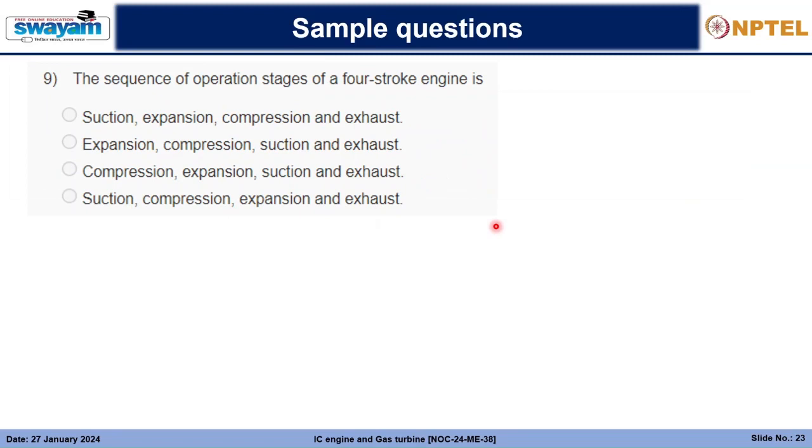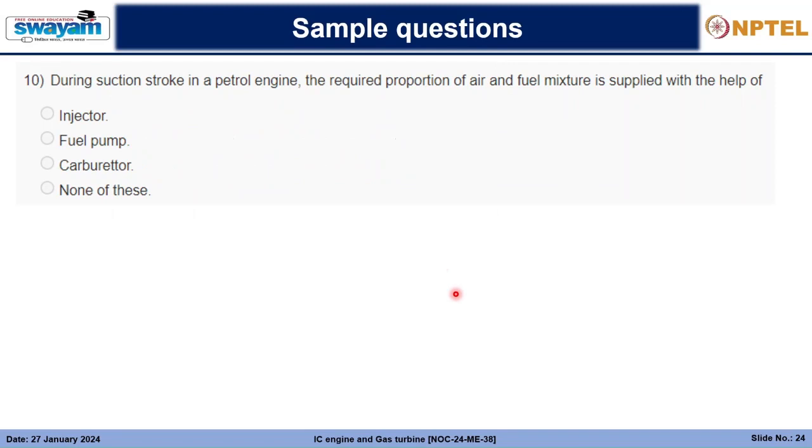Then the sequence of operation stages of a four-stroke engine. This is quite easy. We have already seen that the first is the suction, then compression, then expansion, then exhaust. This is the sequence.